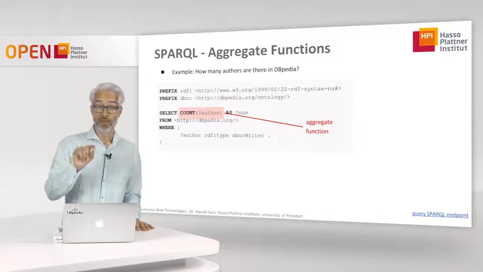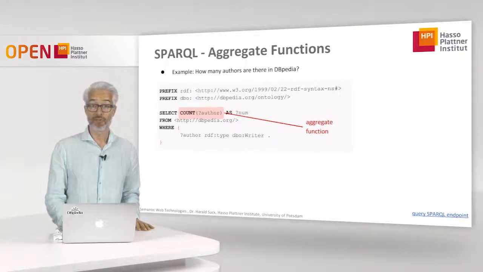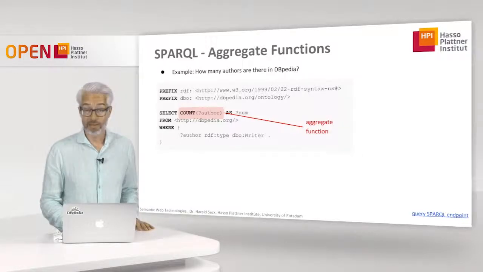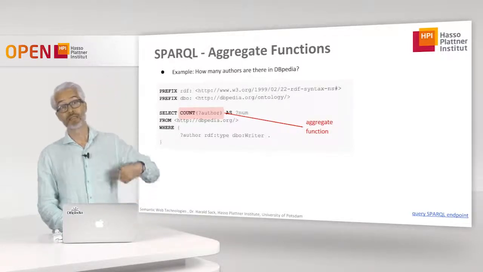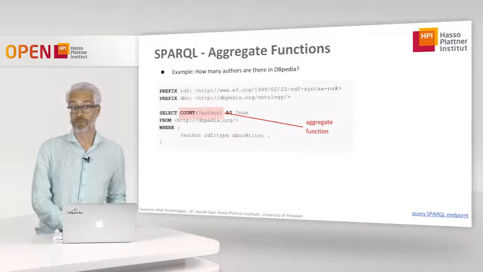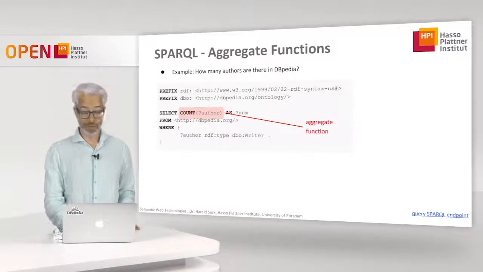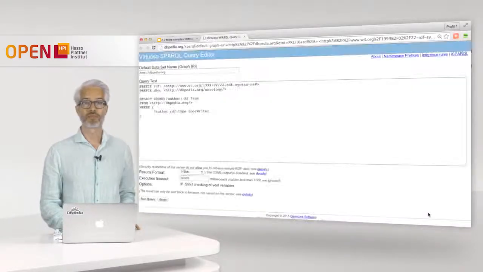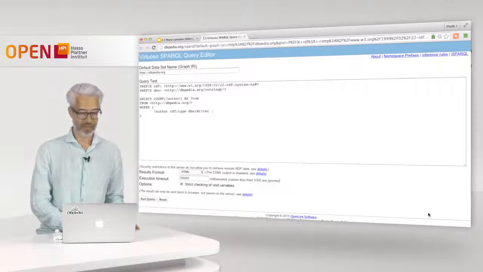Please note that for all the examples we have here, I have in the lower right corner of the slide a link. If you click on that link, you will get directly to the official DBpedia SPARQL endpoint, and you can carry out this query directly. So we can do that. I click on it, and this transfers us to the official DBpedia SPARQL endpoint.